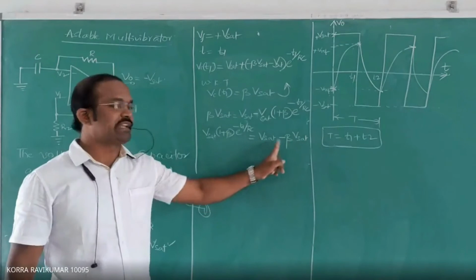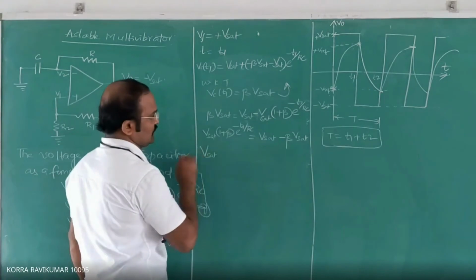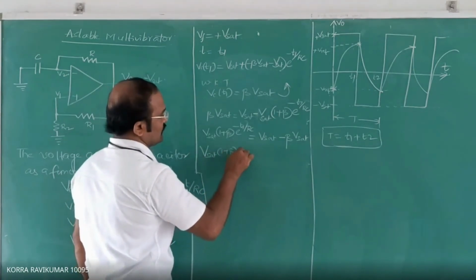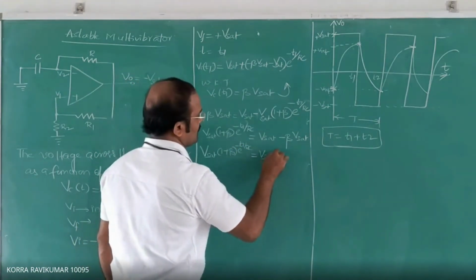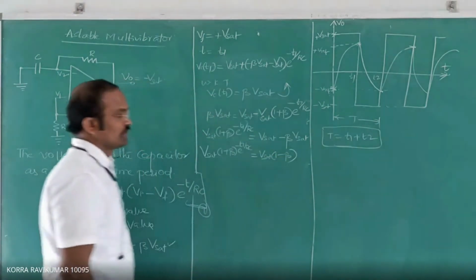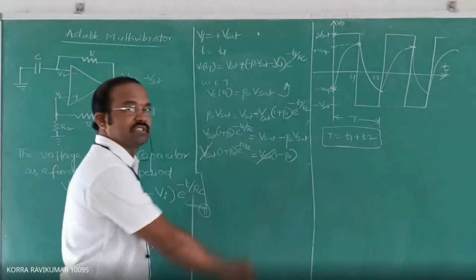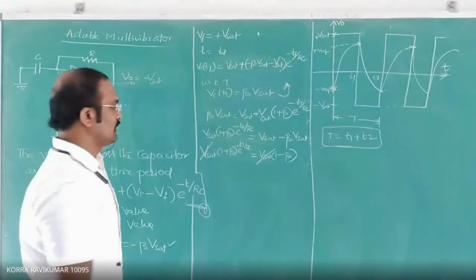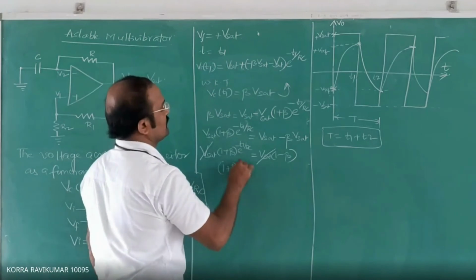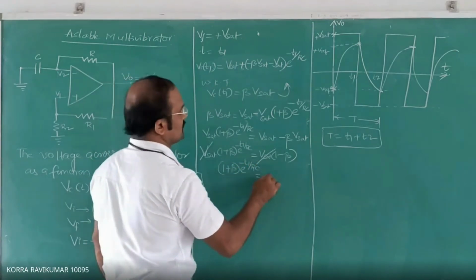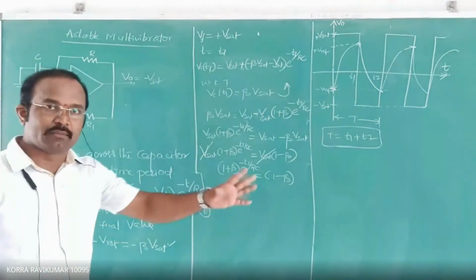From this, take V sat as common. Then the expression becomes V sat of 1 plus beta into e power minus T1 by RC, which is equal to, take V sat as common, V sat of 1 minus beta. LHS side V sat is there, RHS side V sat is there, V sat gets cancelled. Then the remaining term is 1 plus beta into e power minus T1 by RC, which is equal to 1 minus beta. Now apply the natural logarithm on both sides.